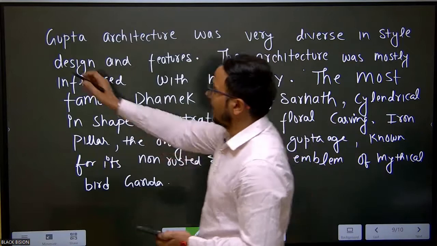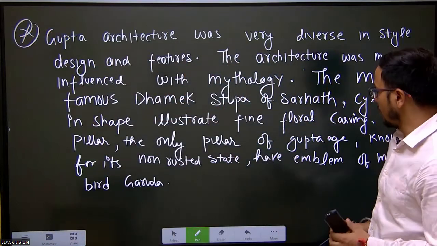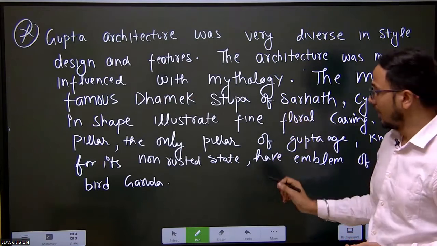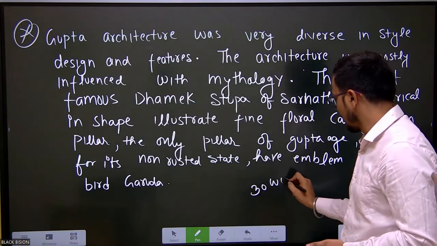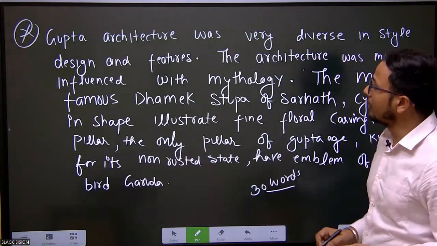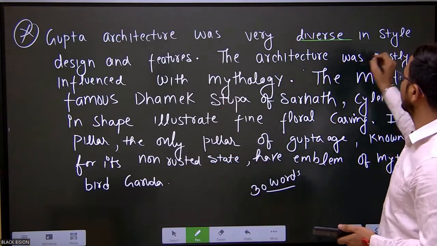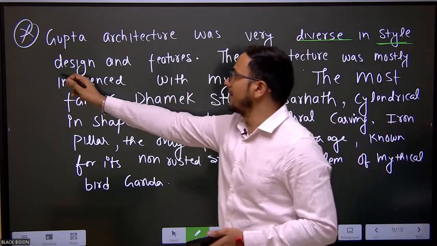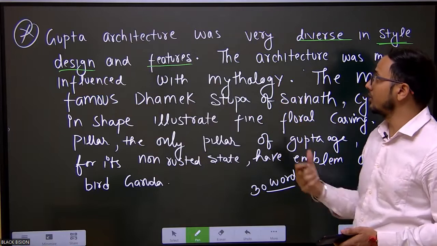Now, how can we write the answer? This has to be written in 60 words. So we have divided it into two paragraphs, each of 30 words. Now look: Gupta architecture was very diverse in style, design and features.